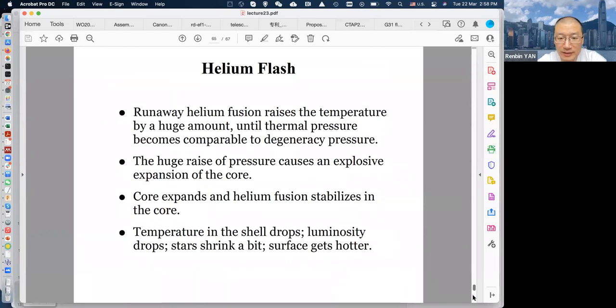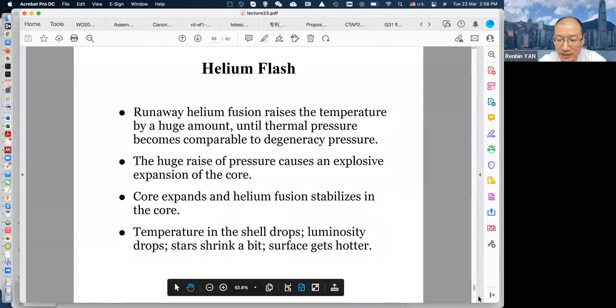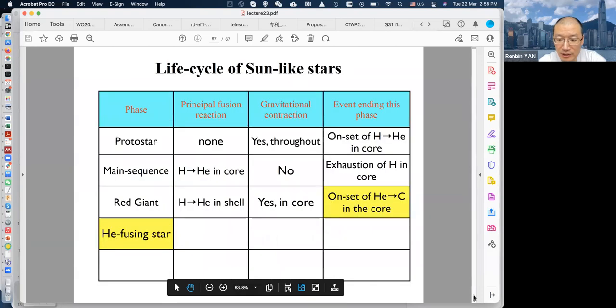When the helium fusion starts, it will just continue to raise the temperature until the core explodes. And then the density gets lower, so the thermal pressure starts to be the dominant pressure supporting against gravity. Then you set up the gravitational equilibrium again. But because the core expands so much, the temperature in the core and the shell will drop a little, luminosity drops, the star shrinks a bit, and the surface gets hotter, so that it enters the helium fusing stage.